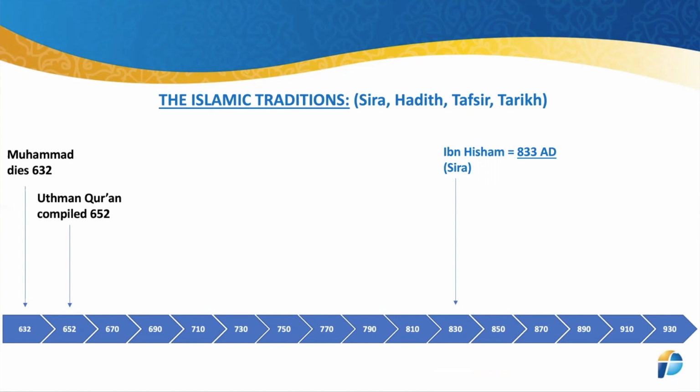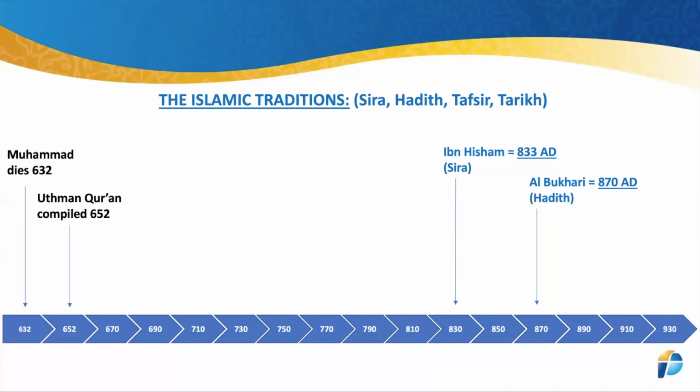That's 833. Now the hadith come much later. There are no hadith at the time of Muhammad. There are no hadith, no sayings of the Prophet Muhammad during his lifetime. They come from al-Bukhari. Al-Bukhari is the first to write a hadith, and he wrote the hadith down in 870. Look at the date, 870. That is not the 7th century, that is not the 8th century, that is the late 9th century.